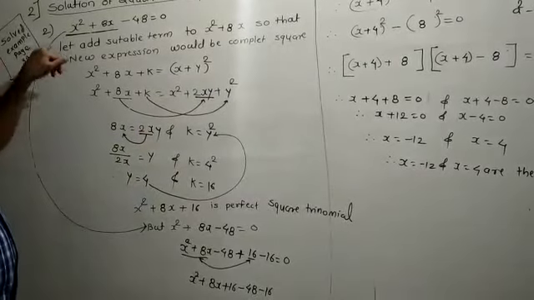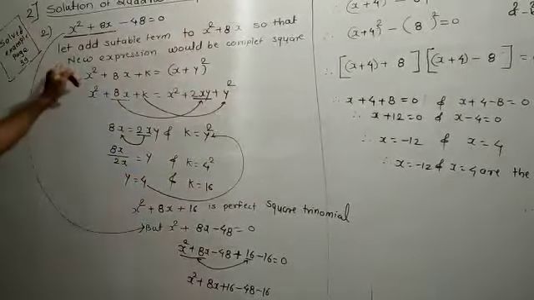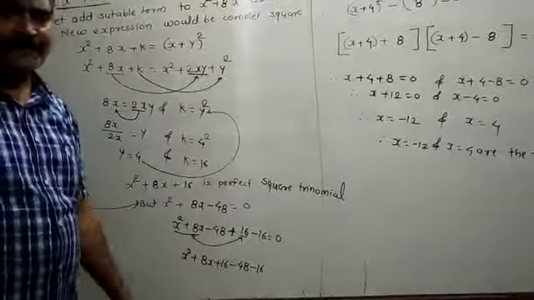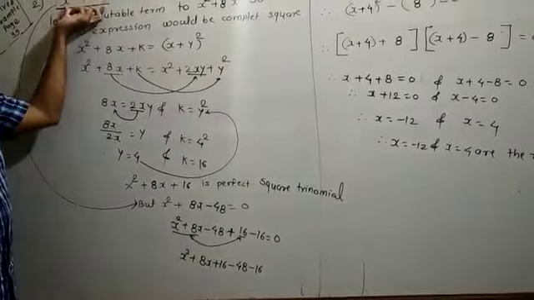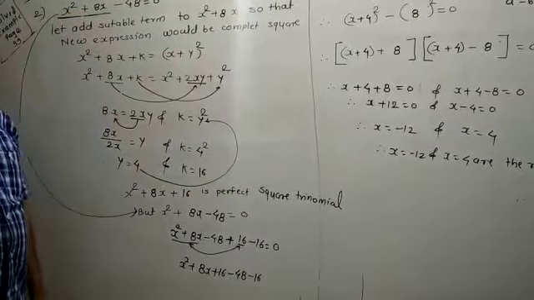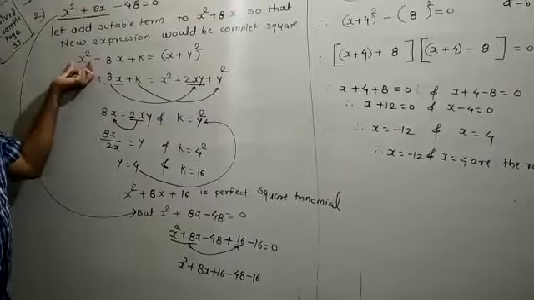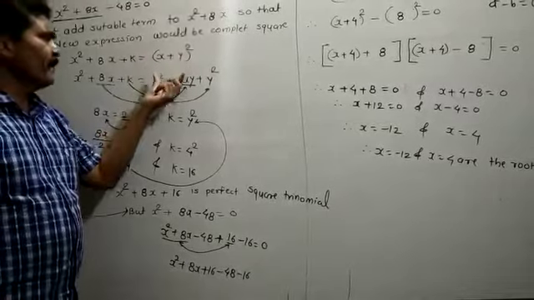So I wrote this as: let us add a suitable term to x square plus 8x so that the new expression will be a complete square. I will add k to x square plus 8x, so that x square plus 8x plus k becomes a perfect square. Then I will write this x square plus 8x plus k as it is, and expand (x plus y) bracket square.